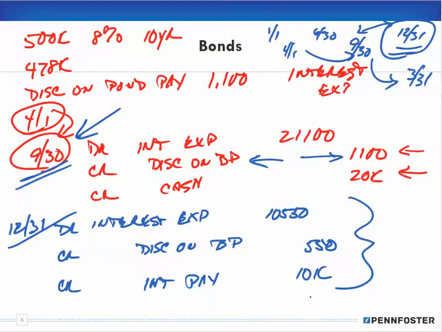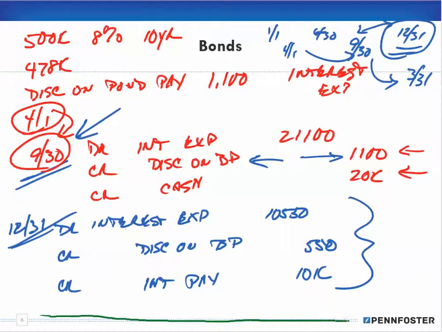Okay, so that's my journal entry that I'm making on December 31st in order to accrue the interest payable and to be able to expense the interest expense as of December 31st.